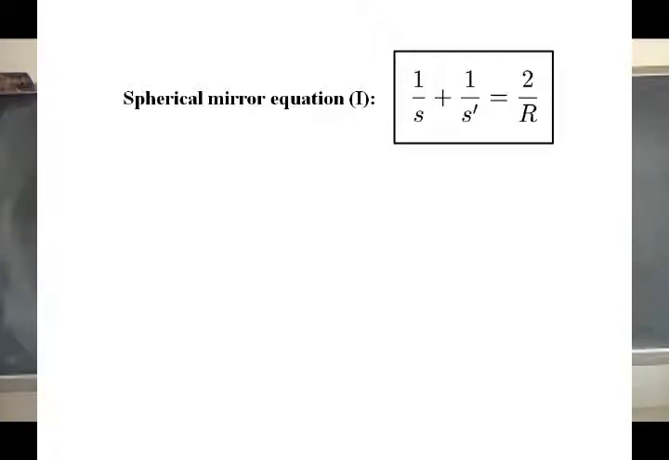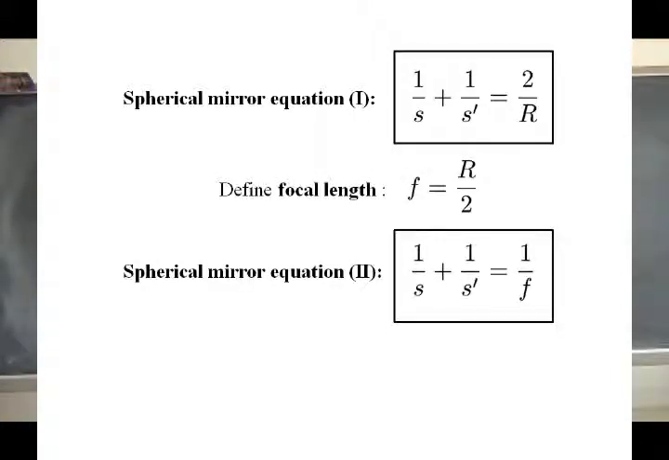And we can write it in an even neater way by defining the focal length of the concave mirror to be the radius of curvature of the mirror divided by 2. The focal length is just r over 2. And that gives us a very elegant expression that 1 over the object distance plus 1 over the image distance is 1 over the focal length.